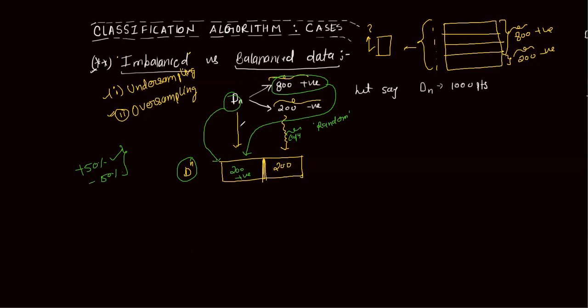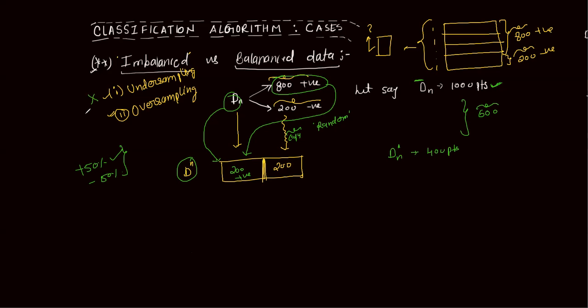But here is one problem. If you observe, in your given data set you have 1,000 data points. You do undersampling and you get this new data set, but inside it you have only 400 points. That means you are losing 600 points of information. That is not a good idea, as we know that if we have more data, we'll get a better result. So undersampling is not a good idea.